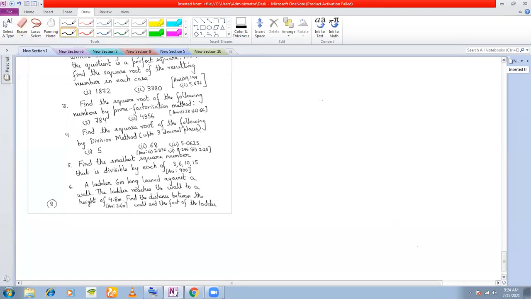Number 5. Find the least or smallest square number that is divisible by 3, 6, 8, and 15. Now, a similar example I have worked out, but let's see another problem of this type. The smallest square number which is divisible by 3, 6, 10, and 15. So first of all, let us find out the LCM of 3, 6, 10, and 15.